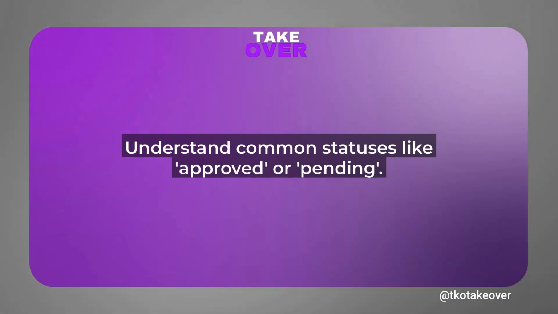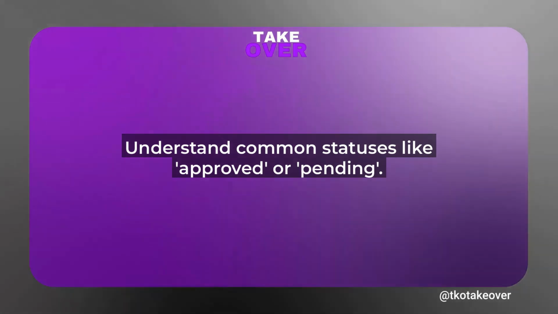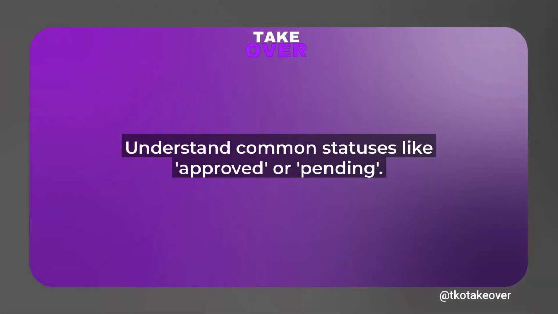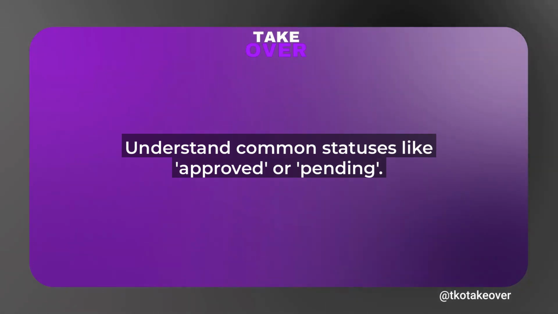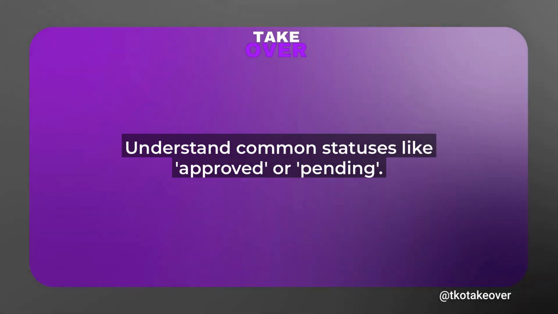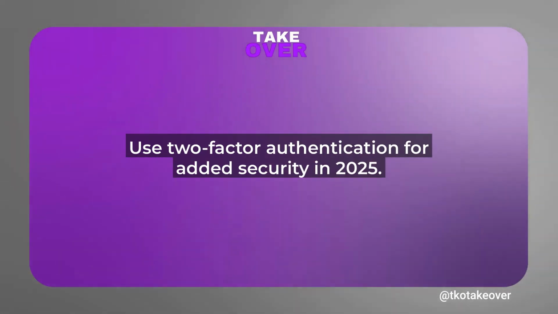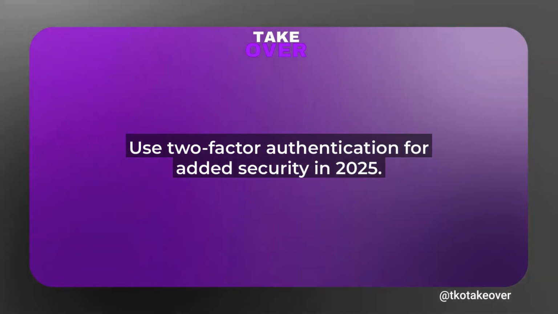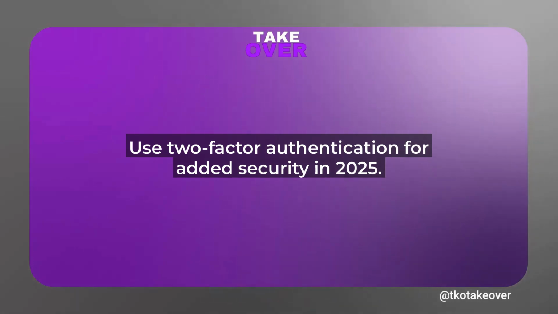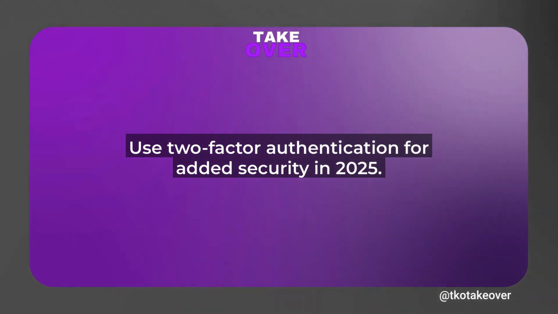A few tips for 2025. USCIS might have updated their system for better security, so make sure you're using a strong password and enabling two-factor authentication. If your status isn't updating or you run into issues, double-check the receipt number or contact USCIS directly through their helpline at 1-800-375-5283. Remember, processing times can vary, so be patient and check back periodically.